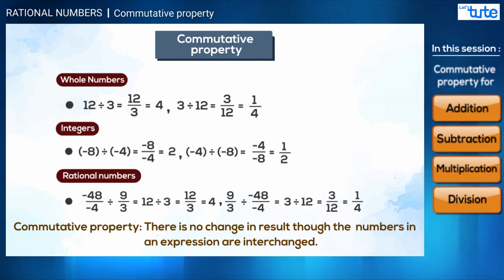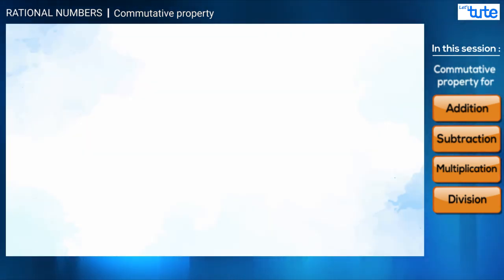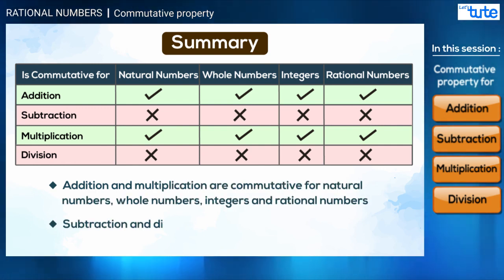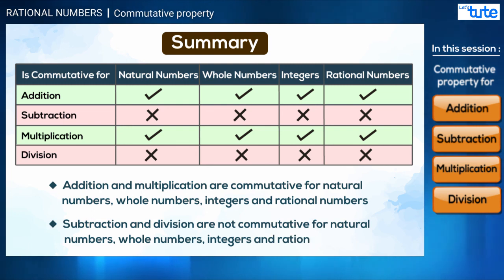So let's quickly revise the things we have learned so far. Addition and multiplication are commutative. Subtraction and division are not commutative.